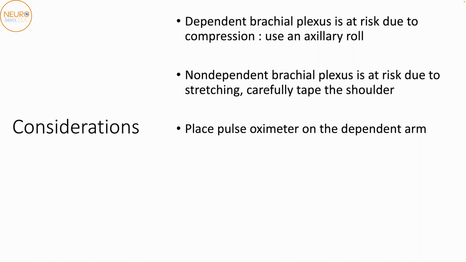Apart from that, both the sides brachial plexus can be at risk. The dependent brachial plexus can be at risk because of compression. So you want to use an axillary roll, basically any soft structure placed under the axilla to prevent compression. The non-dependent brachial plexus can also be at risk because you will pull the ipsilateral arm when you're trying to get some space when you're operating. So when you do that, it is possible because of stretching that the non-dependent brachial plexus can also be at risk. So you have to carefully tape the shoulder. You also always want to place a pulse oximeter on the dependent arm, because on the non-dependent arm it will give a false low reading.